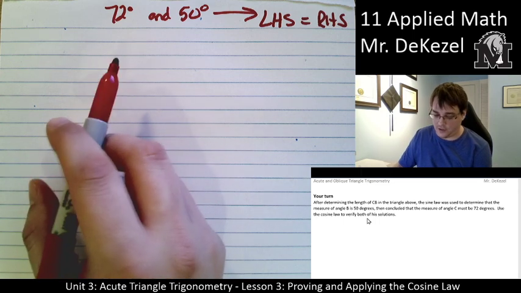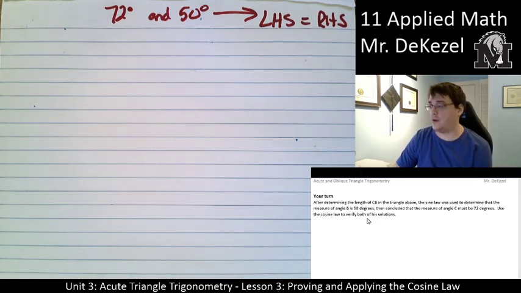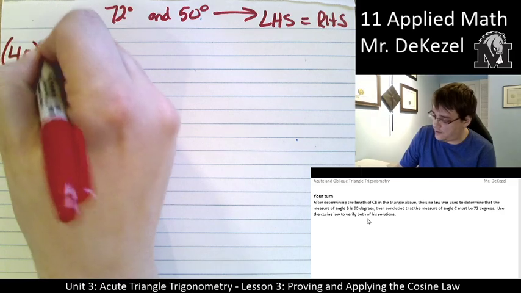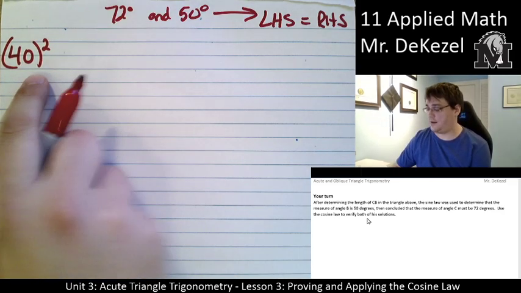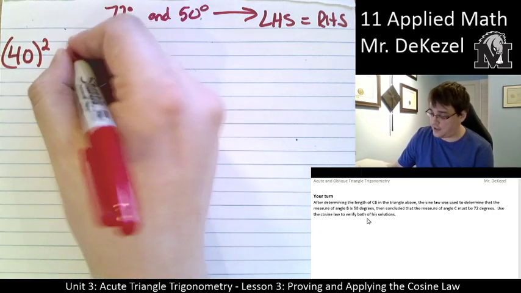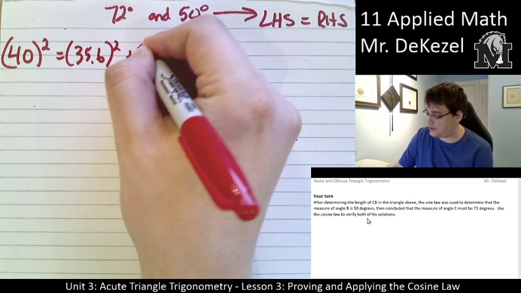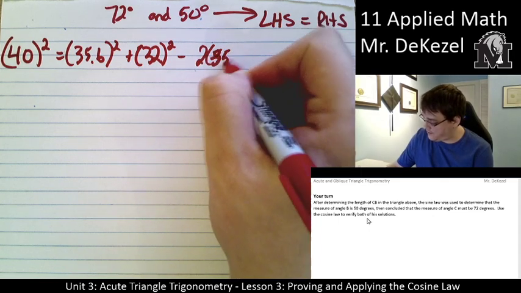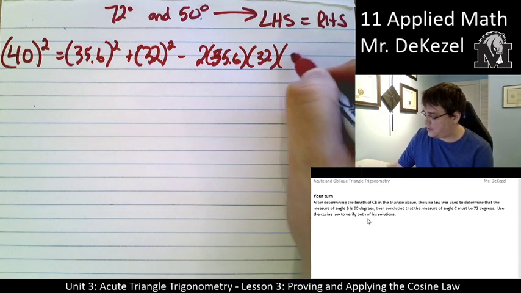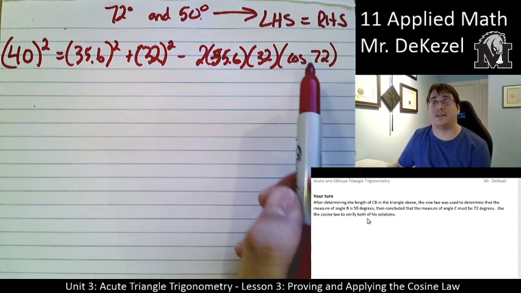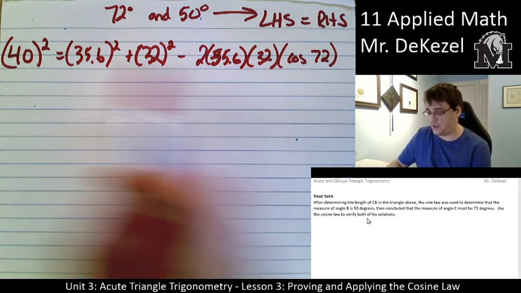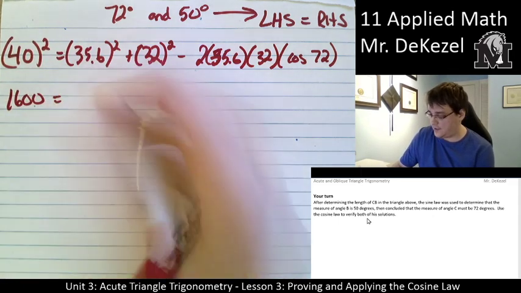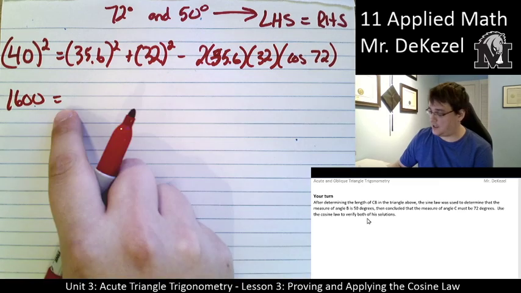So we are going to use the 72 degree angle first, and the side that is across from the 72 degree angle is the 40 meter length. So that means that 40 meters squared is going to be on this side, and the other two are going to be on the other side of the equal sign. So that would be 35.6 squared plus 32 squared. Those are the other two sides. Subtract 2 times 35.6 times 32 times the cosine of 72. And if it really is 72 degrees, then this side will equal this side. And this side is 1600. So let's find out if this altogether equals 1600.